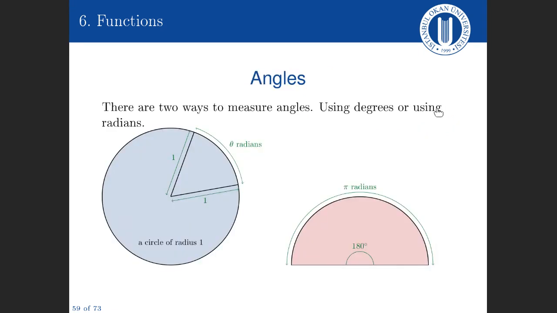We need to talk about angles. We're going to need this later in the course. There are two ways to measure angles. We can use degrees or we can use radians. I want to talk about radians now. The way that radians work is, imagine we have a circle of radius 1. And let's suppose I want to measure the angle between these two lines. Then what we do is we measure the distance around the outside of the circle, and this is the size of the angle in radians.